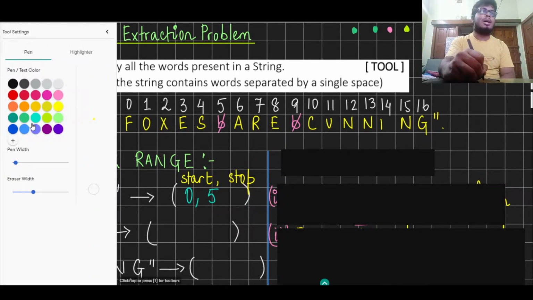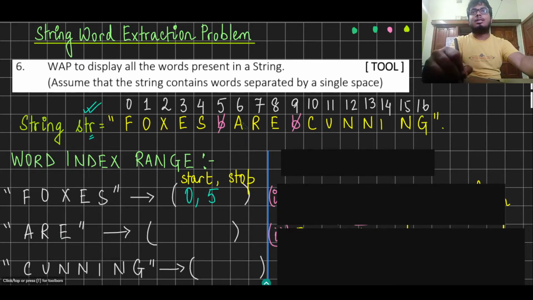Okay. So here are the answers. Now "are" starts from 6 and its stop index would be 9 because substring goes from start to stop index minus 1. So the start and stop index for "are" is 6 and 9. All right. Now similarly for cunning, cunning starts at 10 and the stop index for this would be 17.